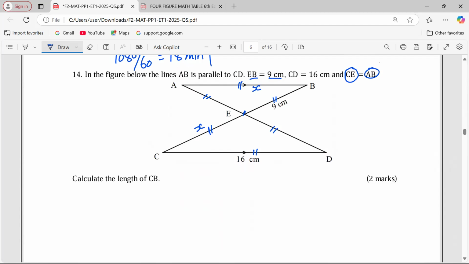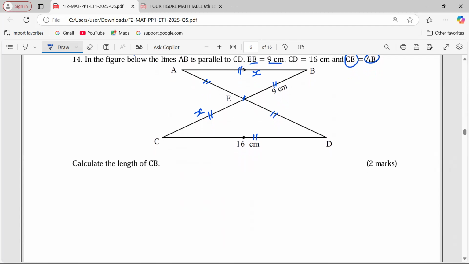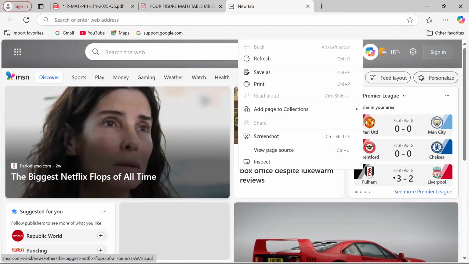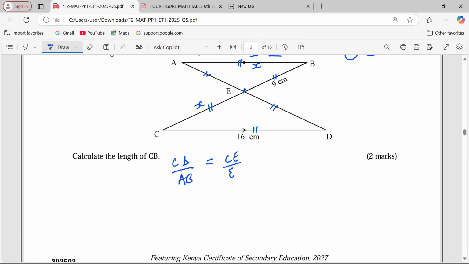Therefore, when we take the ratio of CD and divide by AB, we should get the same as when we take the ratio of CE and divide by EB. We get the same. I hope we are together in that relation.